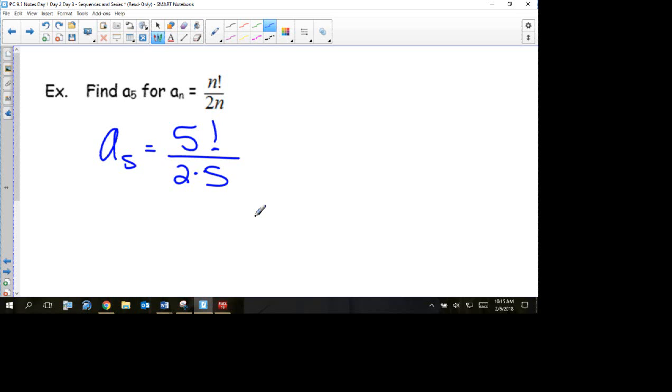When you have factorials, they have a hidden secret to them. If you expand them out, it becomes easier. So on top, I'm going to expand 5 multiplied by what? 4 times 3 times 2 times 1. On the bottom, I have 2 times 5. You notice this is all multiplication. There's no addition. You can cancel. So I'm going to cancel the 5s and the 2s.